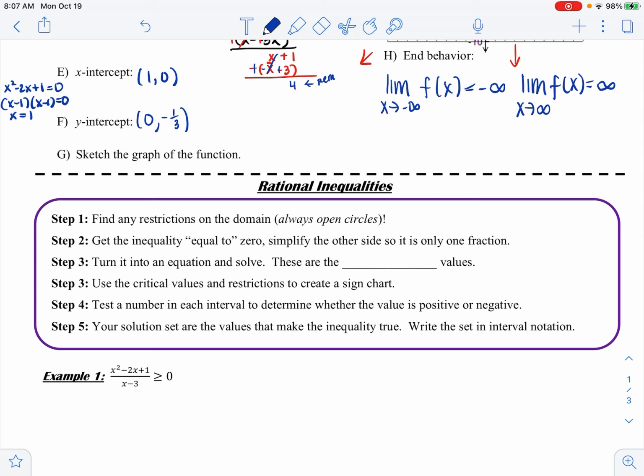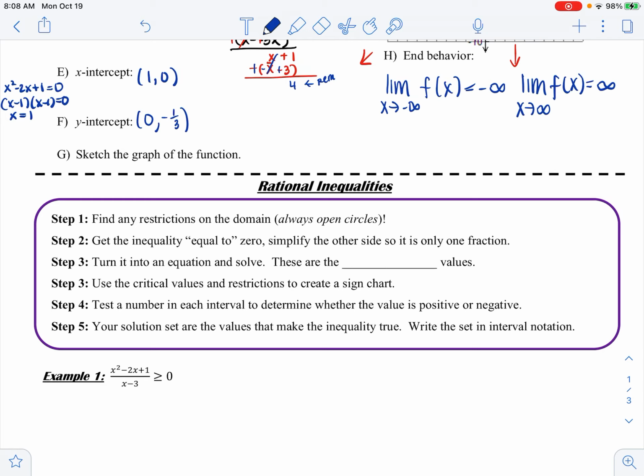So here is what you're going to do. You're going to find any restrictions in the domain, because x cannot be that. Okay, so you're going to write that down right away. So in our case, x can't be 3. Then you're going to pretend the inequality is equal to 0, or get the inequality equal to 0. Just rewrite it where it's equal to 0 instead of greater than or less than or whatever. And also you can only have one fraction on one side. You are going to simplify the other side so it's only one fraction. Wow, that was confusing.